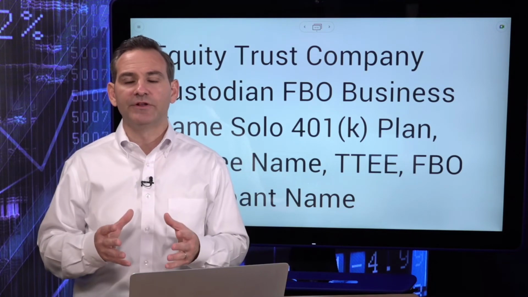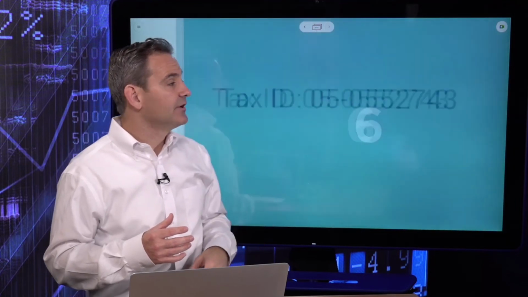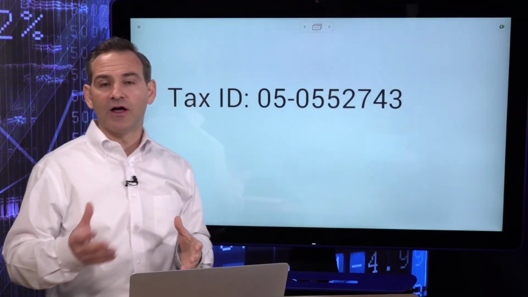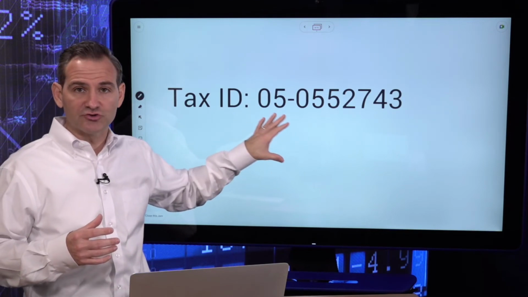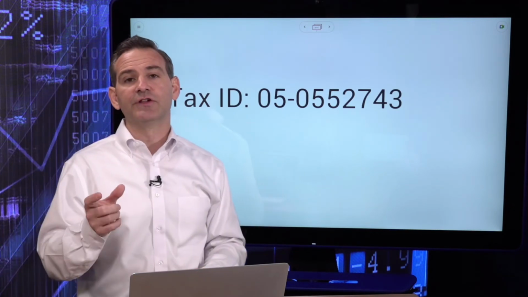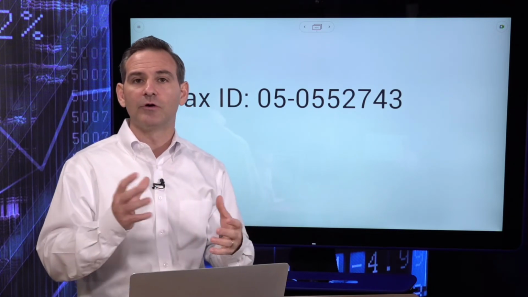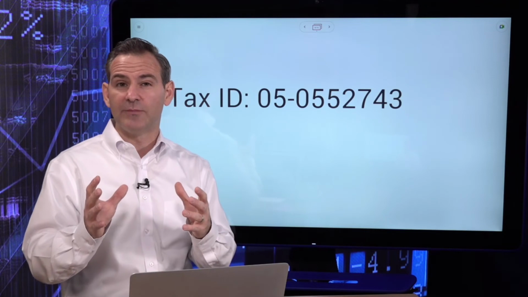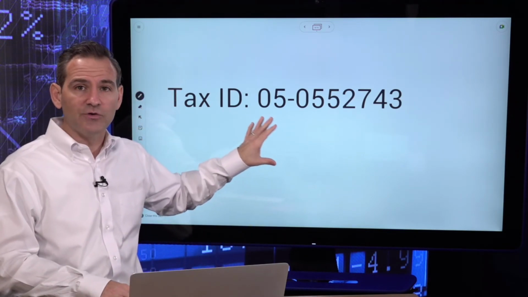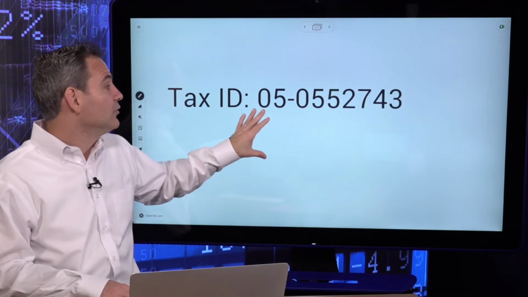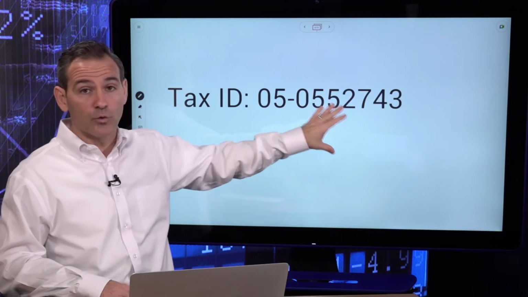Now, the last component is what tax ID number should you be using when you're initiating investments with your self-directed IRA, Roth IRA, CESA, HSA. You want to make sure you're using the Equity Trust tax ID number. As you're filling out a subscription agreement or stock purchase agreement to invest in a company, or maybe it's a convertible note or SAFE agreement, when they ask for the tax ID number, you want to make sure you use the Equity Trust IRA tax ID number, which is 05-055-2743.